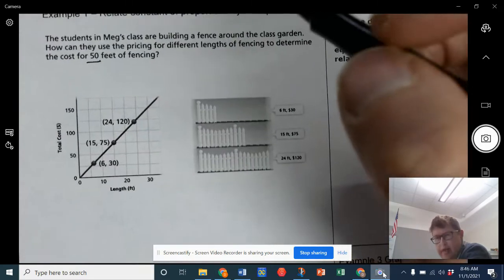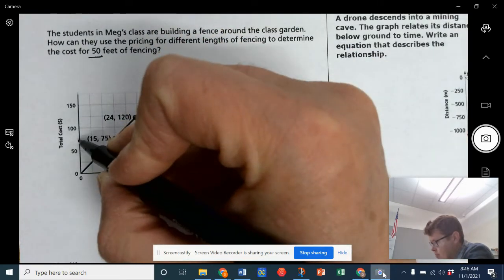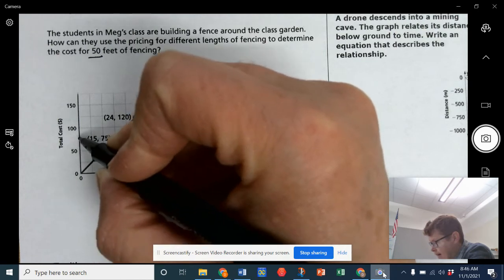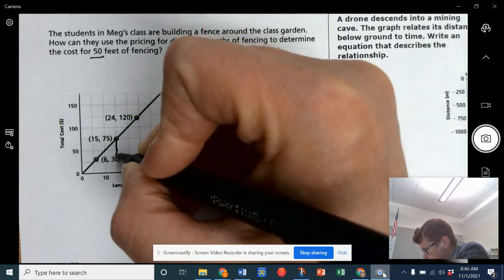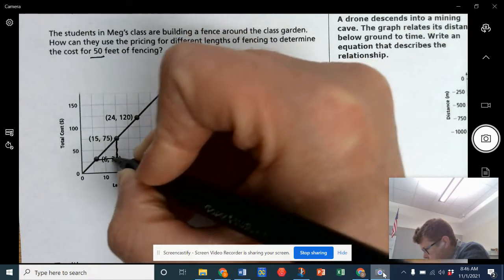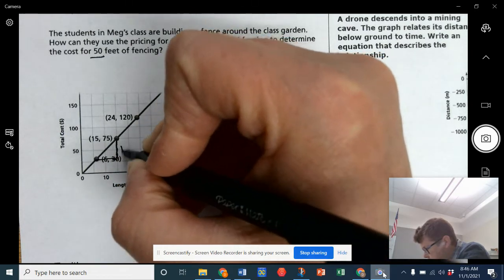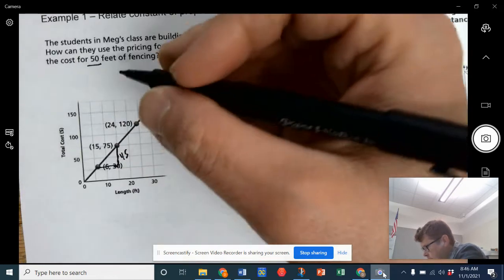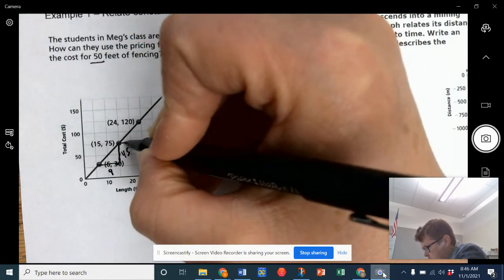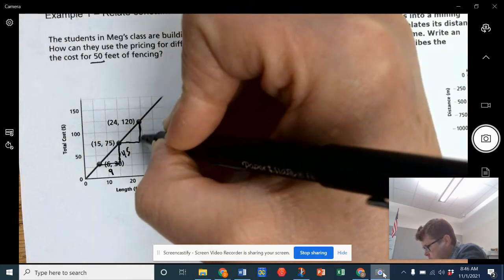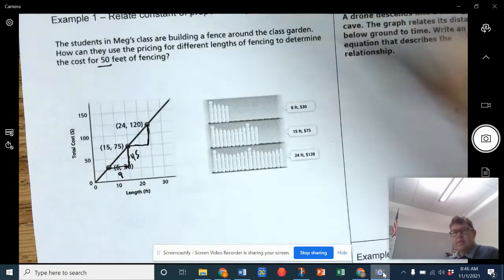Now it's awkward with the graph because it's in terms of 25, right? So what we're going to do is this point to this point is 75 minus 30, which is 45, and then 15 minus 6 is 9. So that's your rise, that's your run. And then between these 2 points, we do something similar. You take this 120 minus 75.